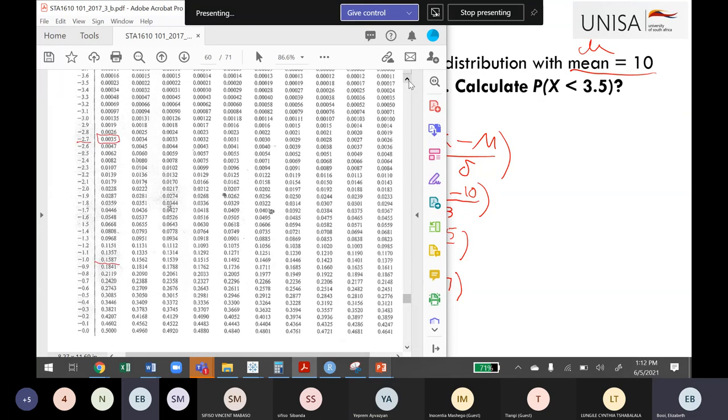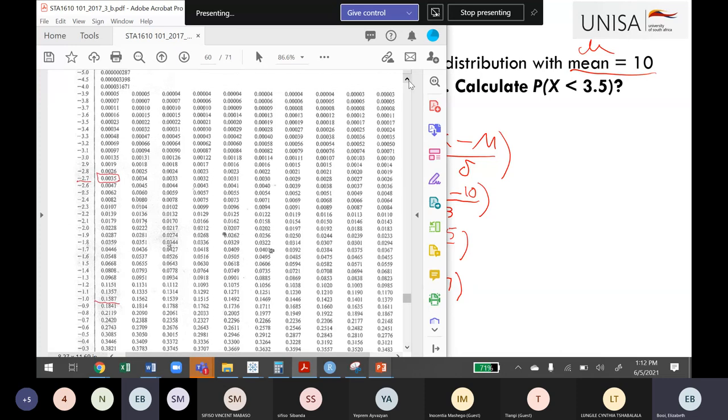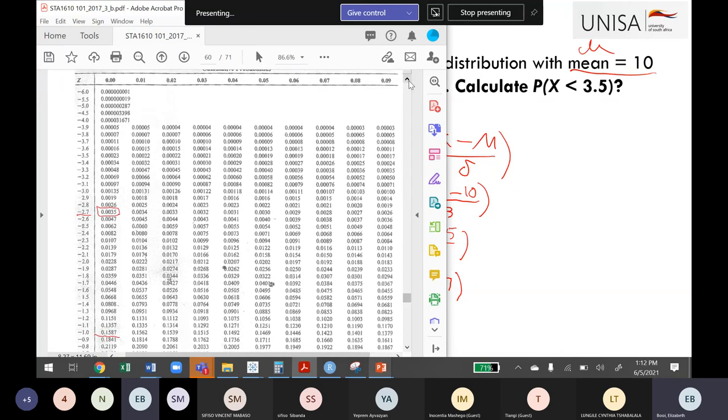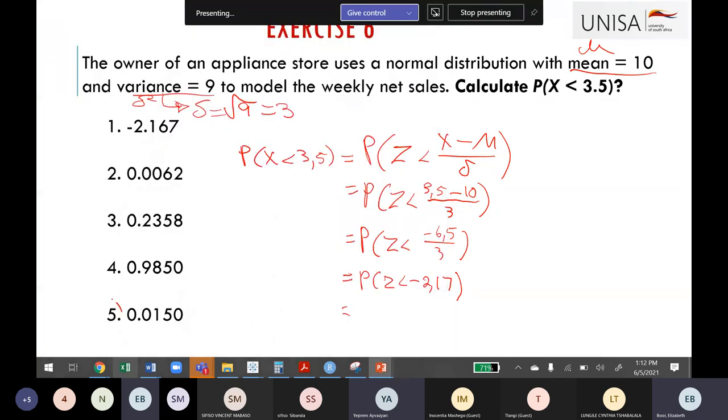We're looking for 2.1 and 7. And that is 7 there. So the probability is 0.0150, which is option 5. Let's see who got it right. Tito and whoever liked their answer. Happiness? Yep.